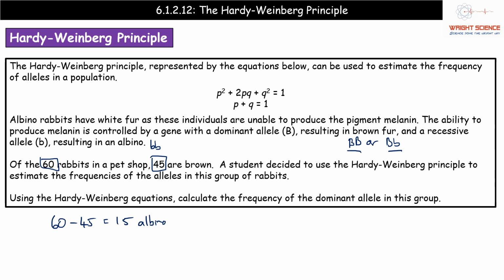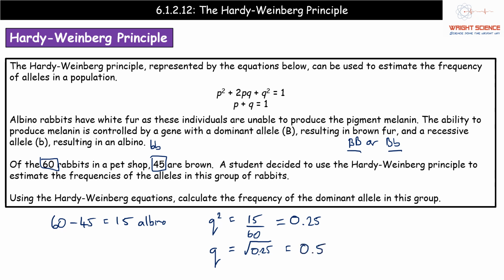Now what we need to do is work out, obviously, our Q squared. So in order to do Q squared, which is our homozygous recessive, we are going to do 15 divided by the total population of rabbits, which is 60. And if you plug that into your calculator, that should come out at 0.25. Now, that is Q squared, remember. And what we actually want is Q. So to get Q, we need to take the square root of 0.25. And if we do that on our calculator, you will end up with 0.5.